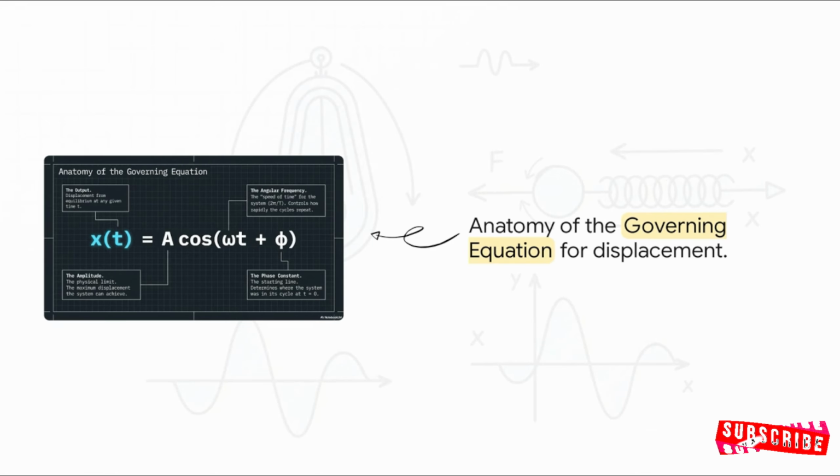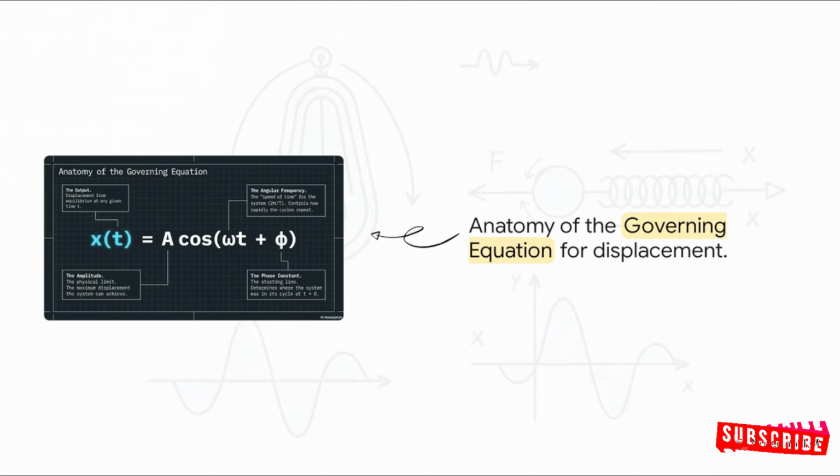x(t) = A cos(ωt + φ). I know it looks like a lot, but let me be your guide through this dense formula, because once you understand the individual parts, the whole thing just clicks. x(t) is simply your output. It's where the object is at any given second. A is the amplitude. Think of this as your absolute physical limit, like the maximum stretch of a spring or the absolute highest point of a swing.